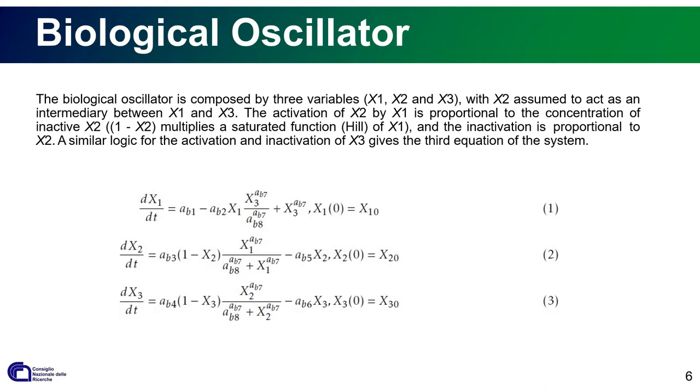So, it is assumed that the T3 and T4 interact only with the TRH production, that in turn interacts with the TSH production. Now we'll see the model equations, starting with the biological oscillator, composed by three equations. The third variable, X3, represents the pulsatile part of the TSH, producing about 12 pulses a day.